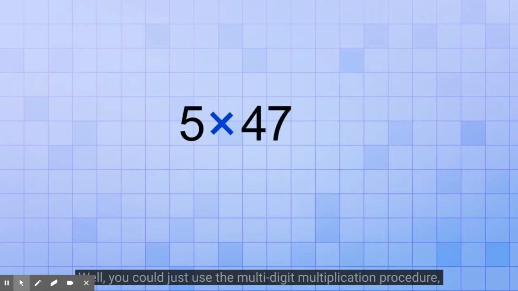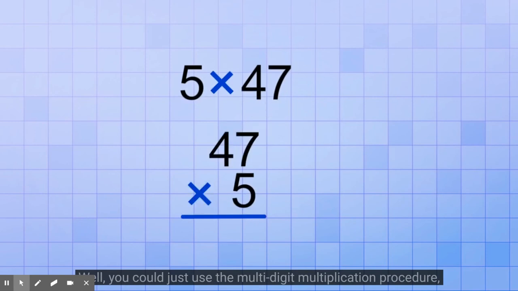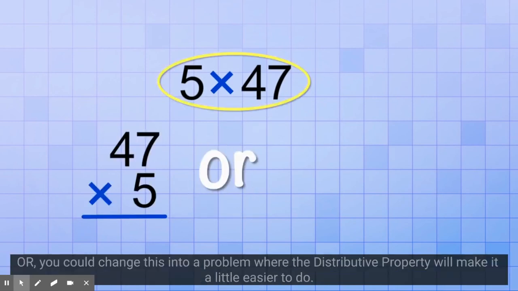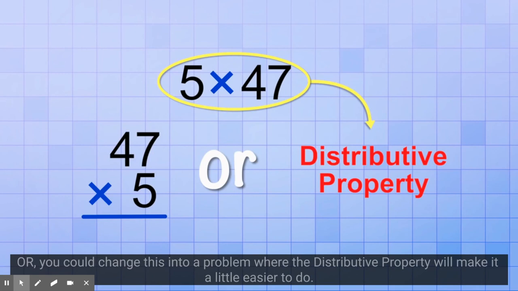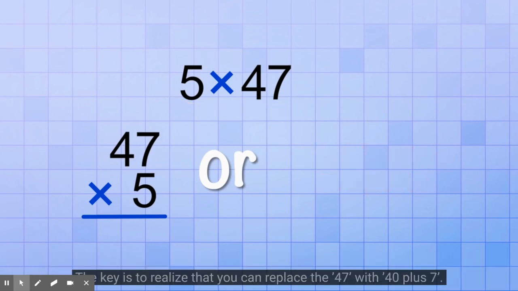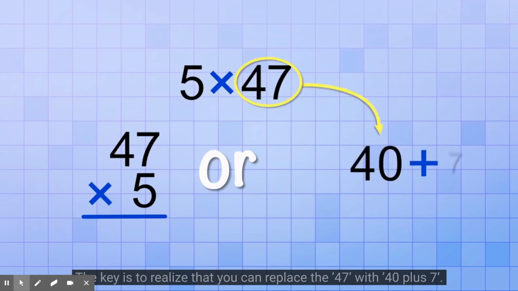Let's say you need to multiply 5 times 47. Well, you could just use the multi-digit multiplication procedure, or you could change this into a problem where the distributive property will make it a little easier to do. The key is to realize that you can replace the 47 with 40 plus 7.